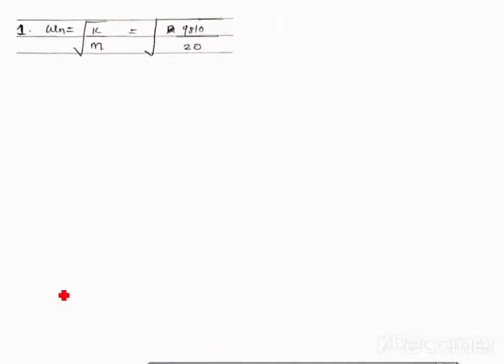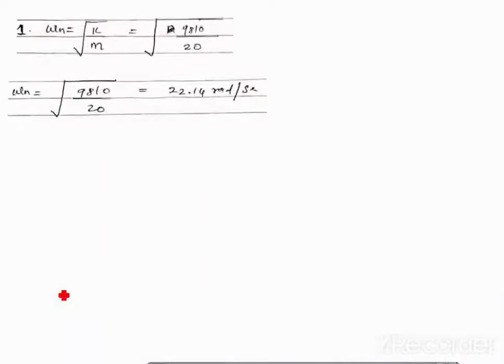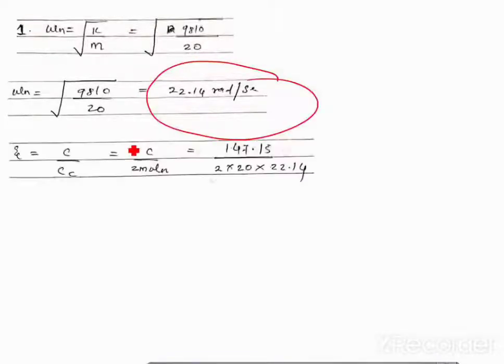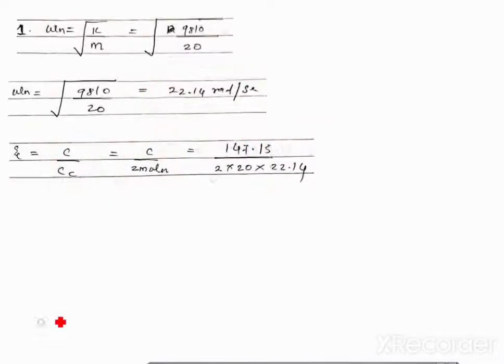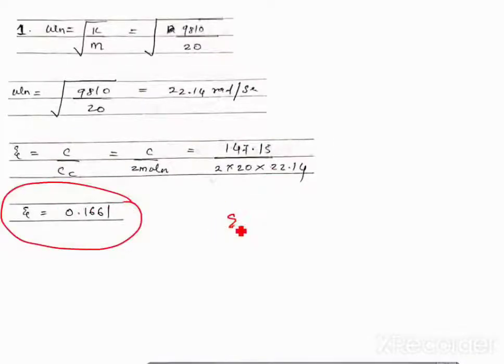Okay, so the first step is to find omega n. Omega n is the square root of k upon m, that is 9810 upon 20. This is very simple: 22.14 radian per second. I have already found this out. Then you find zeta, to understand the nature of the system. What is zeta? C upon cc. If it were a torsional system, ct upon cct. That is c upon 2 m omega n, or you can also take cc as 2 into the square root of k m. You can use either formula. From this I am getting 0.166. So zeta is less than 1 and greater than 0, so the type of the system is an underdamped system.